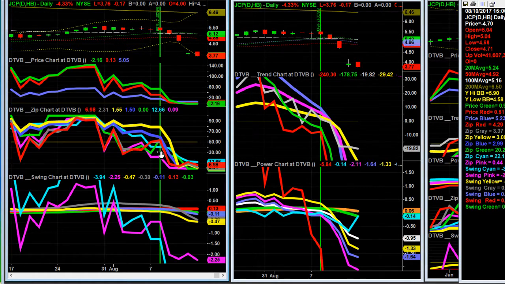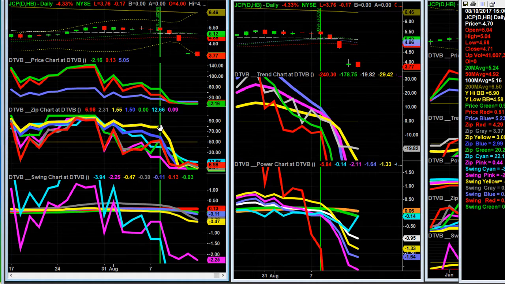The other thing we had here was zip pink was very low, separated from the other lines quite a bit, even though the price did not change much. So it's always good to look at the price. In this particular case, you just note that red and green and gray were all under the trend trio. Again, your price is running flat.